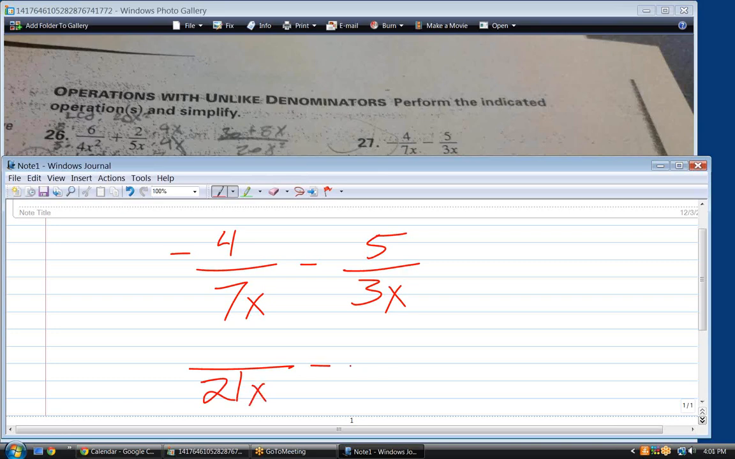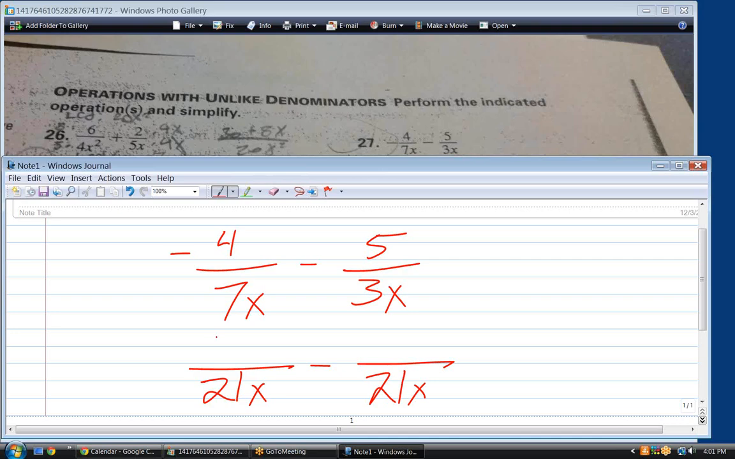The only requirement we have for a least common denominator is both terms have to divide into it evenly. Well, 7x goes into 21x 3 times. 3x goes into 21x 7 times. So that works as a least common denominator, and it did not require me to multiply 3x times 7x to get it. I could have used 21x squared as a common denominator, but it wouldn't have been the least. And that makes the problem more difficult if I'm not using the least common denominator.